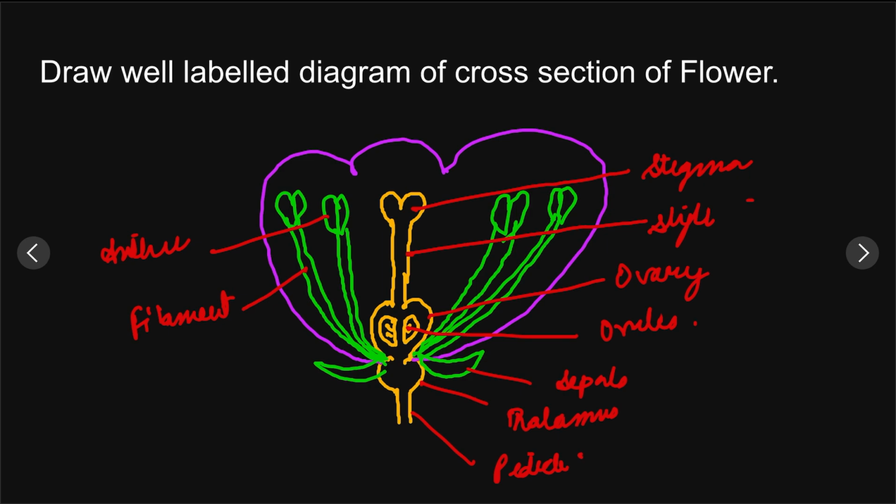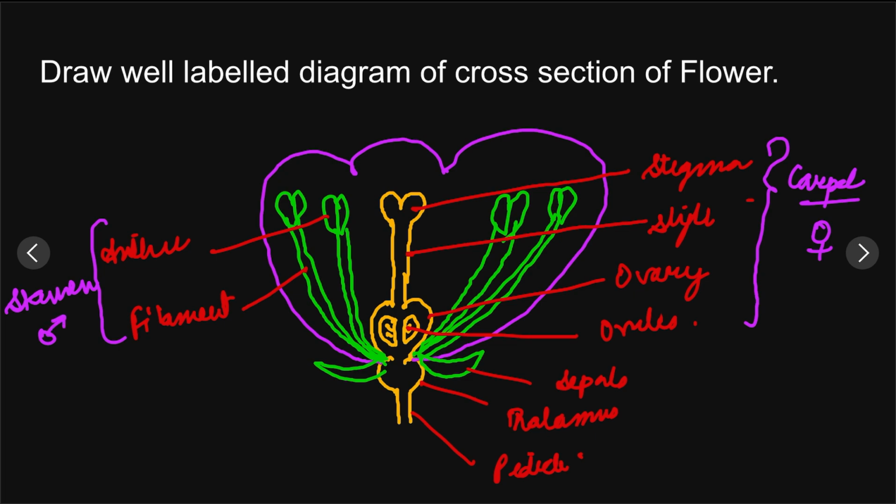Beta, this is an extremely important point, and please remember this whole part is basically the carpel, that is the female part, and this particular part is the male part and is called the stamen. It is the male part of the flower. So beta, please remember this diagram from the core of your heart. You will get this in a 3 or 5 mark question. So this is extremely important.